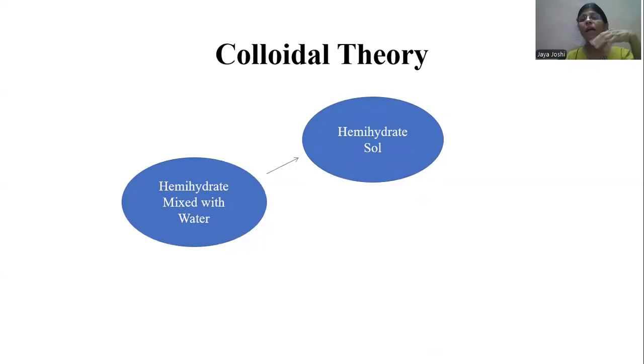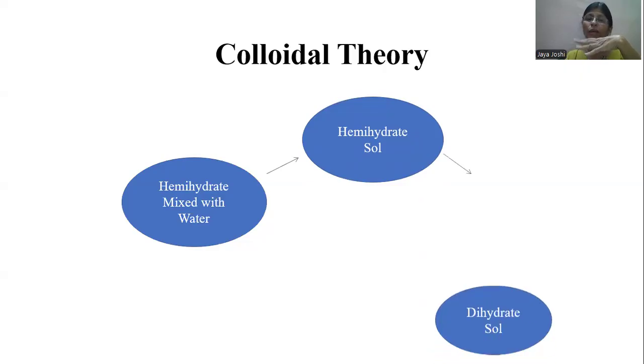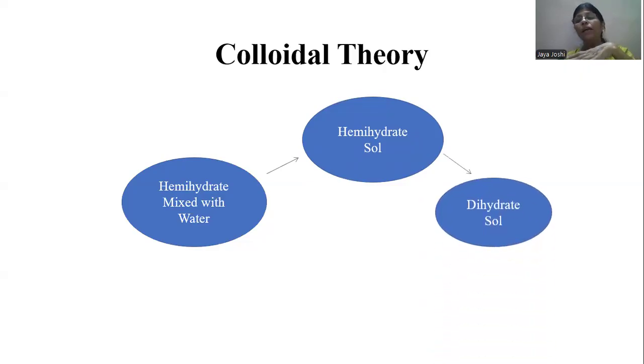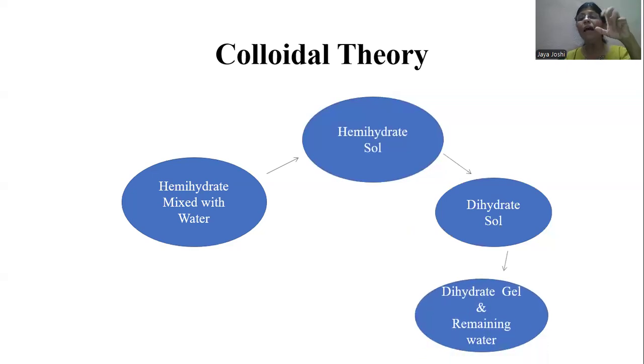Now, the hemihydrate particles start dissolving in water and they will form dihydrate. So, next you get a dihydrate sol, in which again the dispersion medium is water and the dispersed phase is dihydrate particles. Later on, more and more hemihydrate particles will go on dissolving, and one stage will come that you get a dihydrate gel, in which the dispersion medium is dihydrate and the dispersed phase is water, which is nothing but the excess water. So this is the colloidal theory of setting.